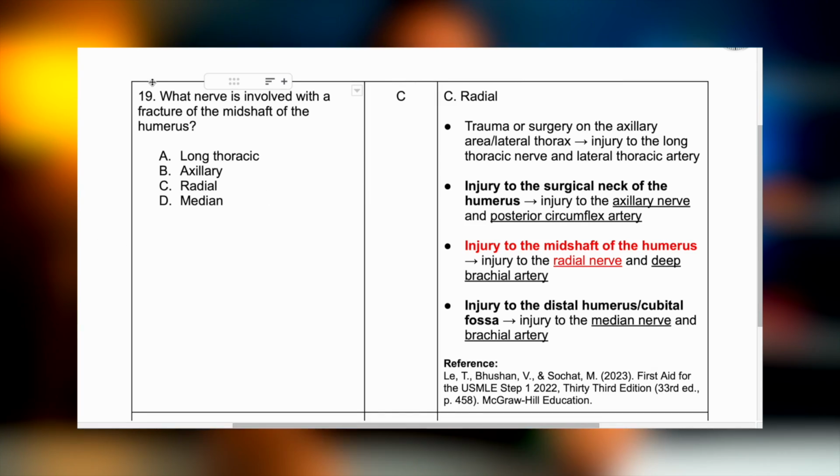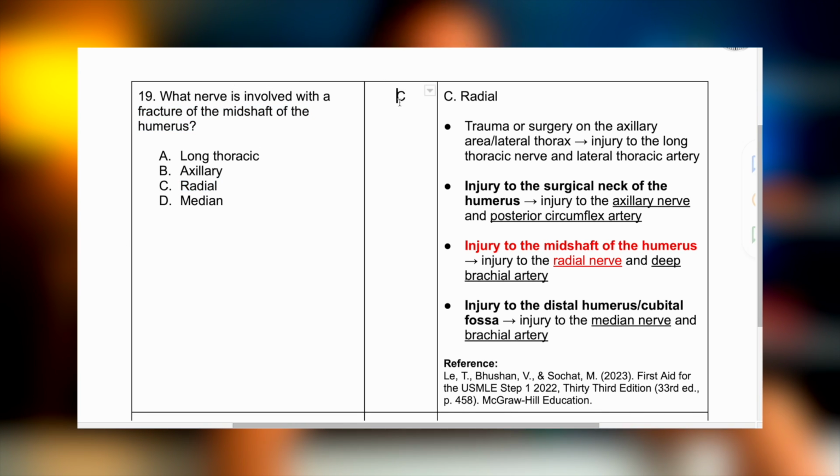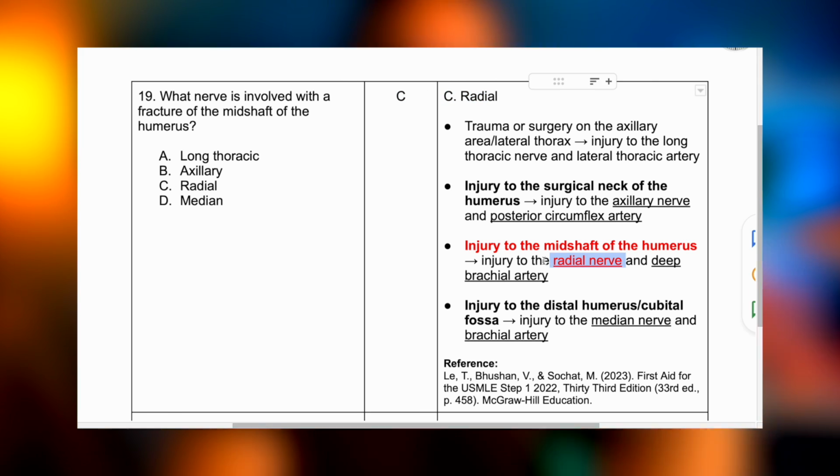What nerve gets injured if there's a fracture in the midshaft of the humerus? The answer here is the radial nerve. And if we go look into this table in USMLE First Aid, aside from damaging the radial nerve, it can also involve the deep brachial artery. And after going through this, you go a step further.